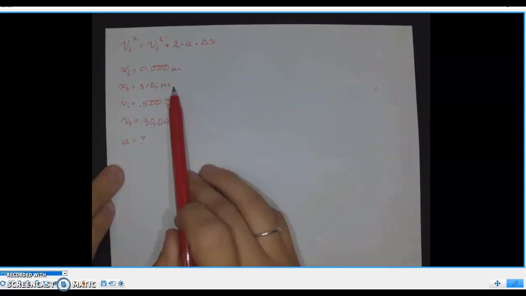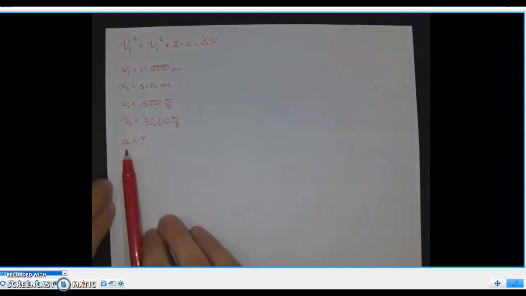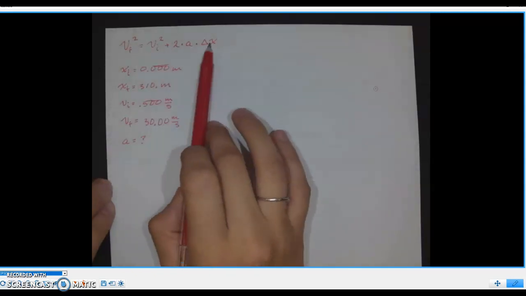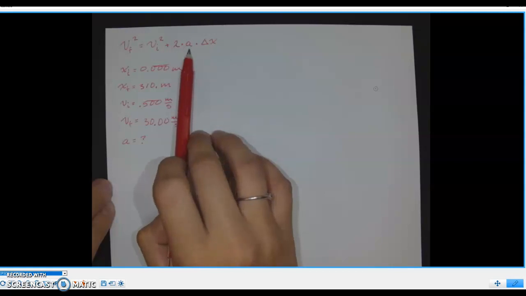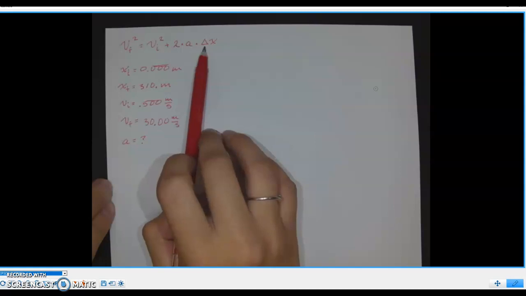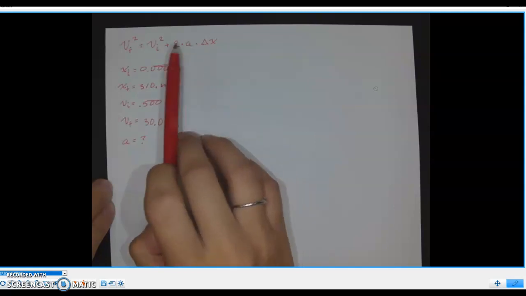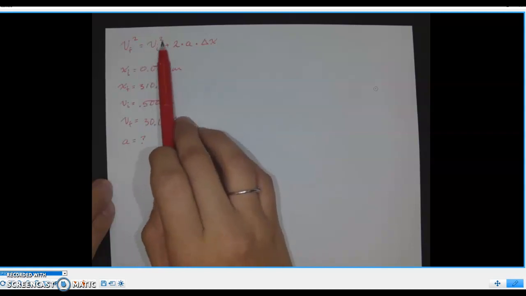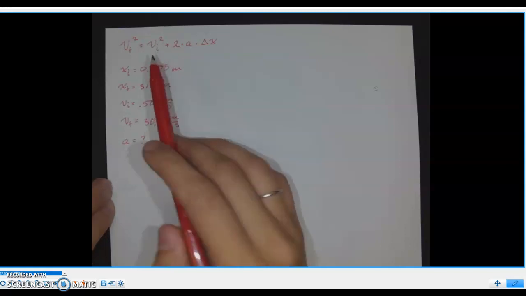If we have this equation, and I have all my list of knowns, and I'm asked to solve for the acceleration, the first thing I should do is rearrange this equation to solve for acceleration. So recognize acceleration is multiplied by 2 and the delta x, or x final minus x initial, and then we're added to the velocity initial.